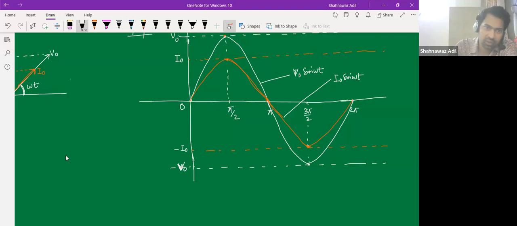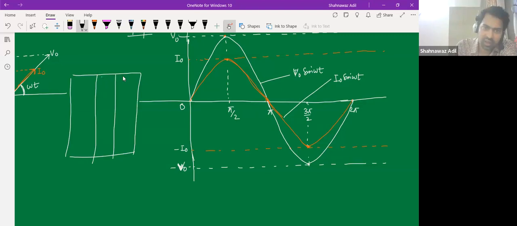So if this is not clear, then we can draw this. Right. This is our V and this is our I and this is our, let's say, theta or omega. So for 0, this is 0. For 90, this is V naught, this is I naught. For 180, this is 0, this is 0. For 270, this is minus of V naught, minus of I naught. For 360, this is 0.